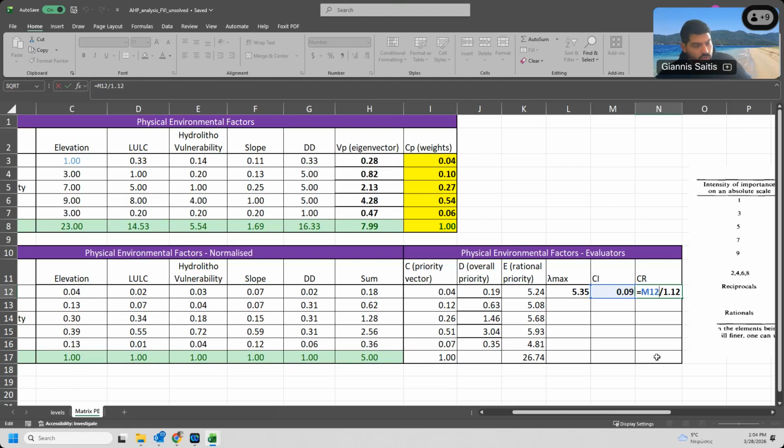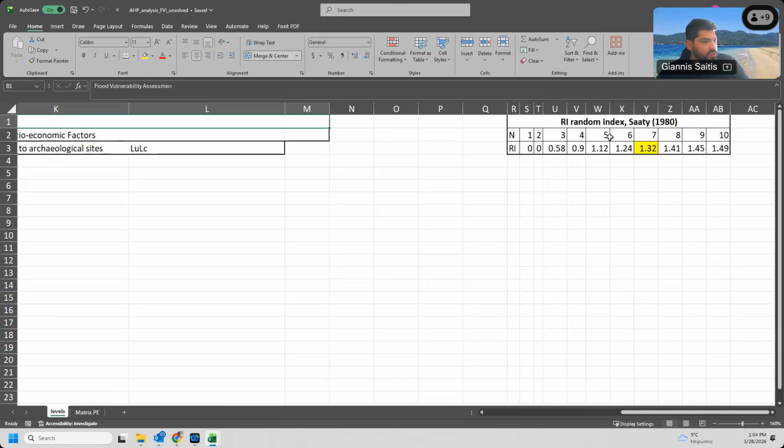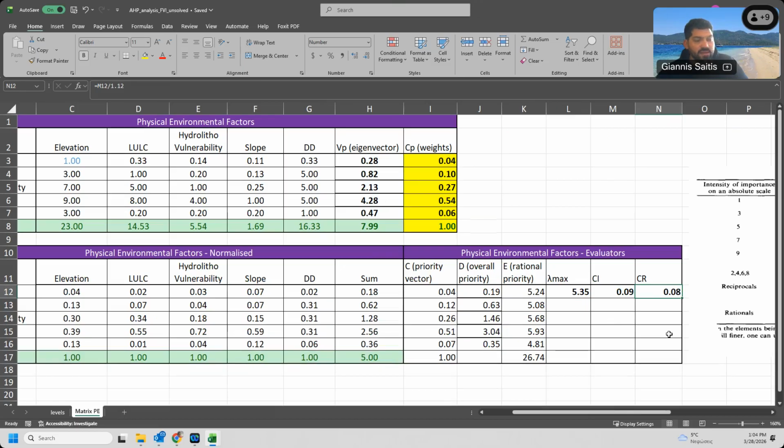Okay, so until here, until the CI is our work with the eigenvectors and all these calculations, and at the end we have to divide it by the random index, which is standard. In this case we used 5, so that is 1.12. So our final CR, consistency ratio, and you have to be very happy with that, is 0.08.